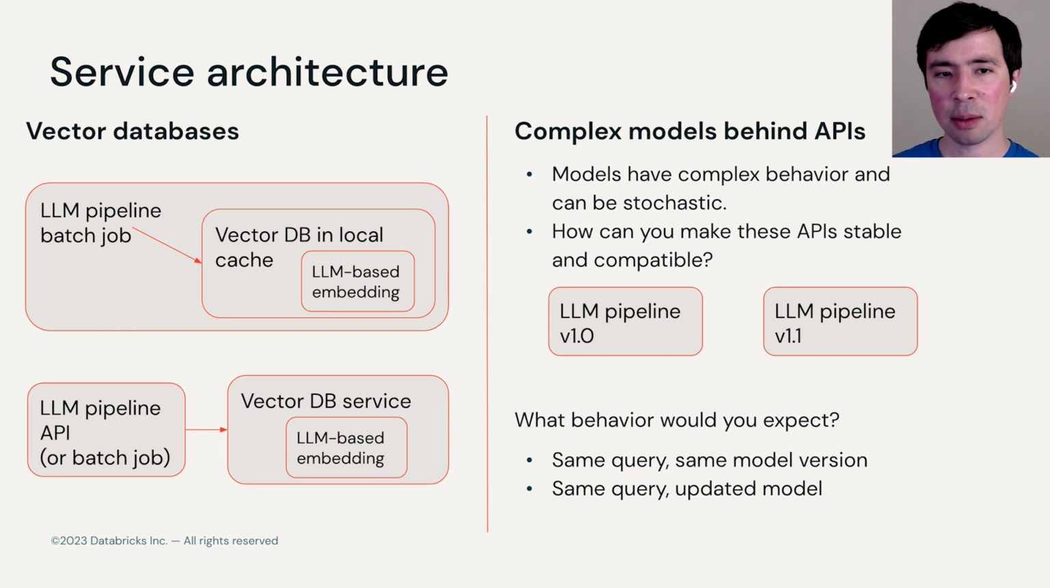On the right, you can see a note on complex models behind APIs. And here, when you start to think about service architecture, you need to think about stability. But LLMs can have complex behavior and can be stochastic. So how can you make these LLM-based APIs stable and compatible? Say you're upgrading from LLM pipeline v1.0 on the left to 1.1 on the right. What behavior would you expect in this scenario? What about if you weren't even upgrading the model? Would you expect the query to return the same response all the time?